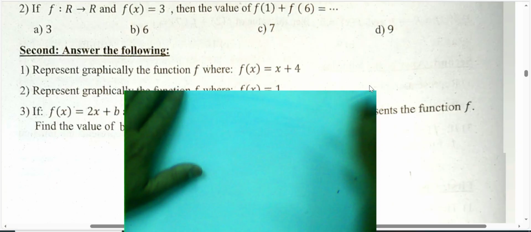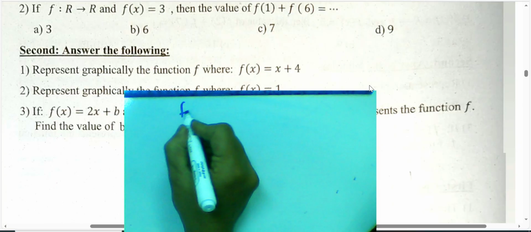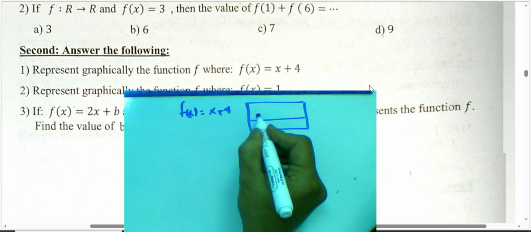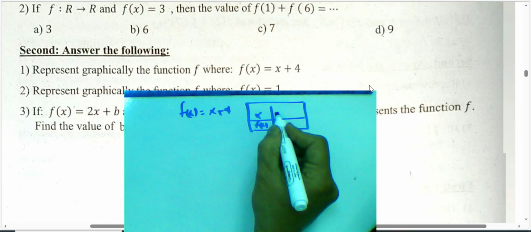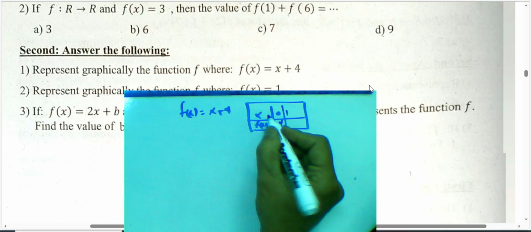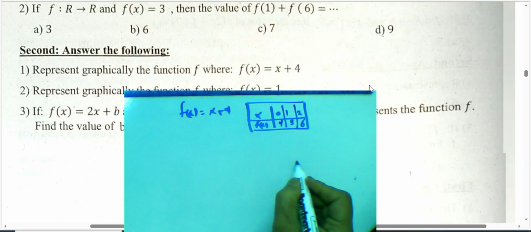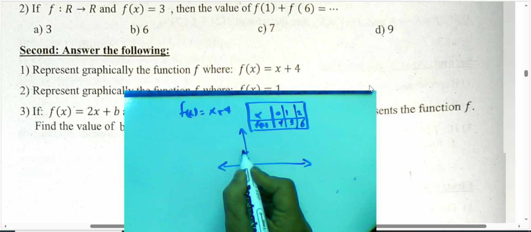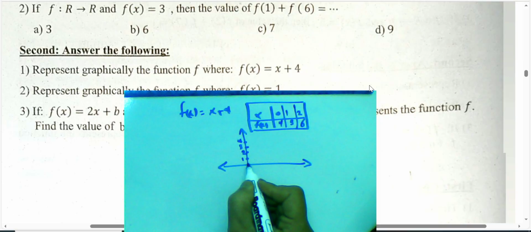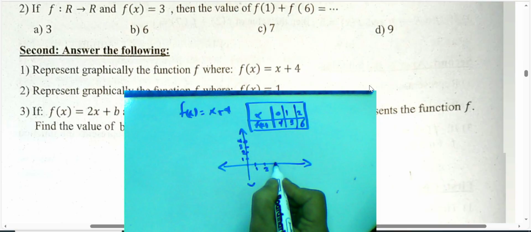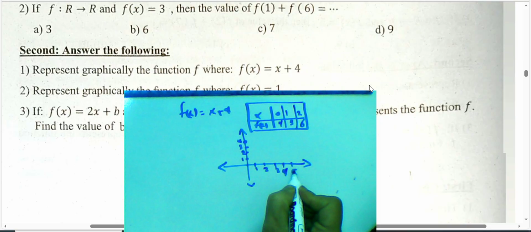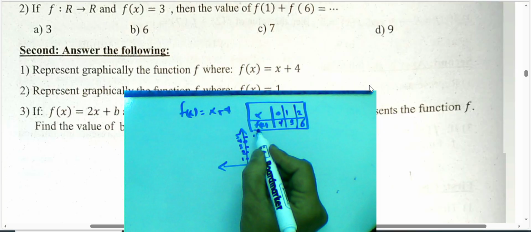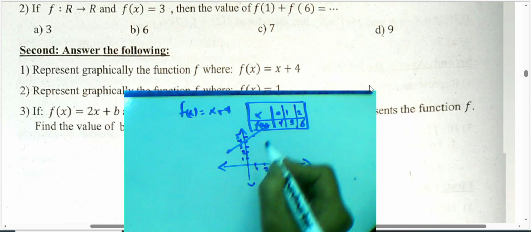Revising graphically, f of x equals x plus 4. We can draw a table like this: x and f of x. 0, 0 plus 4 equals 4. 1 plus 4 is 5. 2 plus 4 equals 6. We have 0, 1, 2, 3, 4. 0 is 4. 1, 2, 3, 4, 5. 1 was 5. And 2 is 6. You can draw a straight line here.